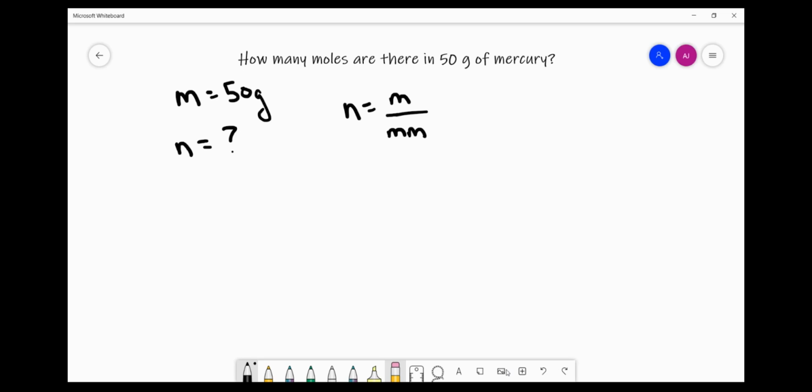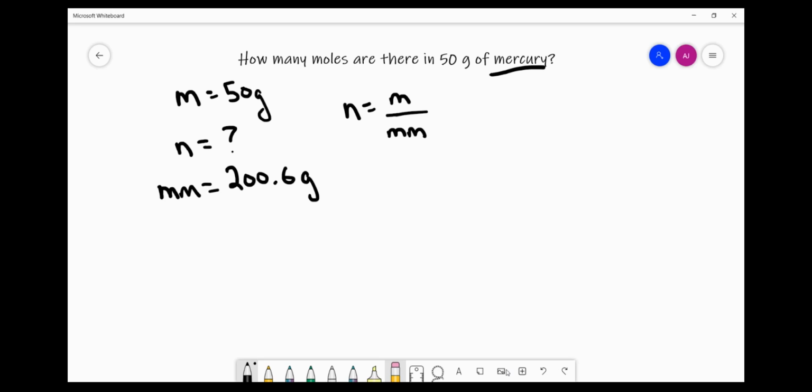So what substance is it? Mercury, a chemical element. So recall, the mass of 1 mole of any chemical element is its atomic mass number in grams. So if I look on the periodic table, the molar mass of mercury is 200.6. Remembering we're going to round these to 1 decimal place.